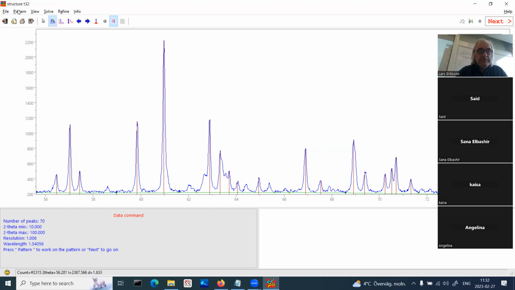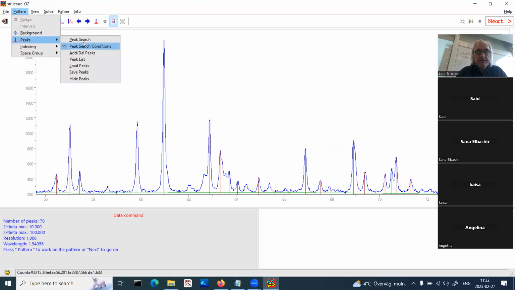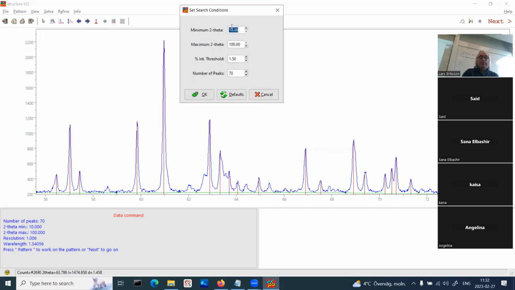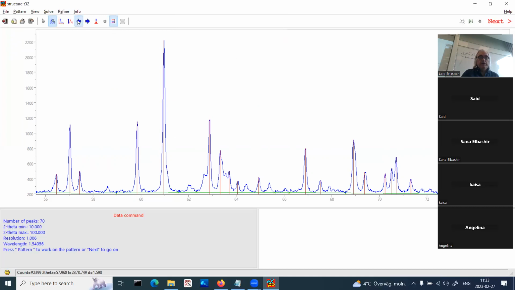nothing happens. Peak search conditions, yes. Then a box comes up, minimum 2 theta, that is perhaps reasonable. Can we, no, we can't go back. We go back to the beginning.